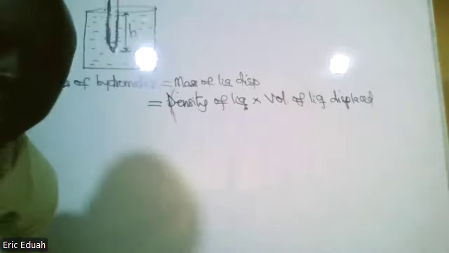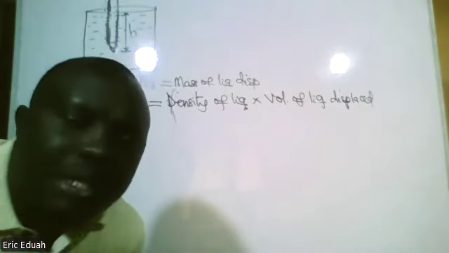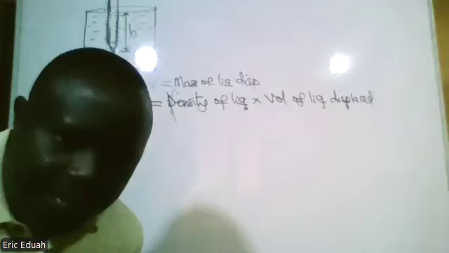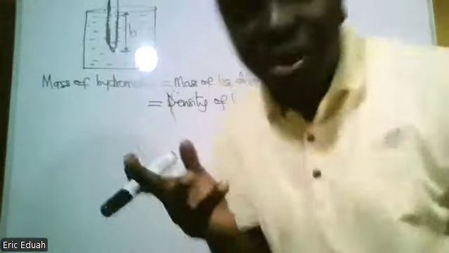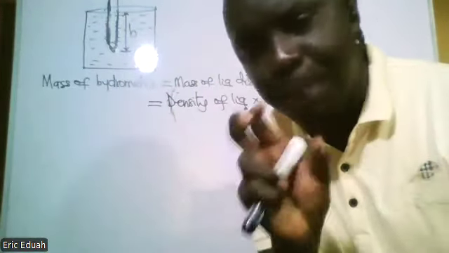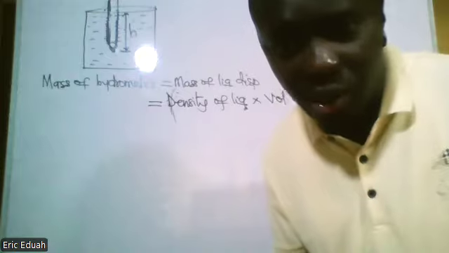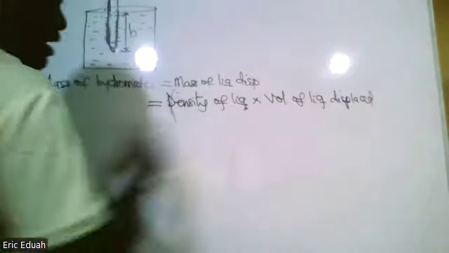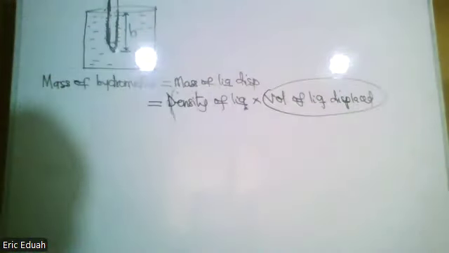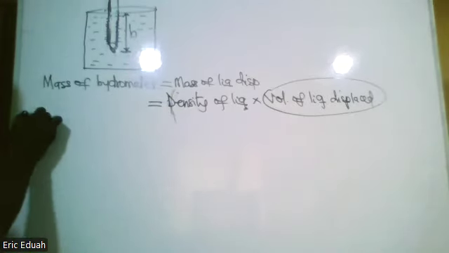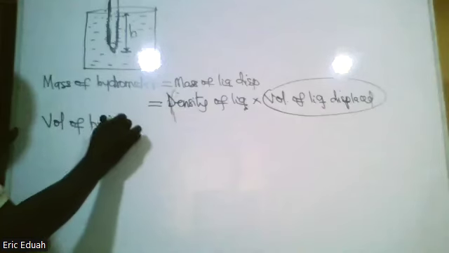Now the volume, when an object is submerged in liquid, the volume of liquid displaced is always equal to the volume of that part of the object submerged in the liquid. So when we manage to find the volume of that part of the object submerged in the liquid, we found the volume of liquid displaced. Okay. So assuming we don't know the volume of liquid displaced, we can connect it to volume of hydro submerged.